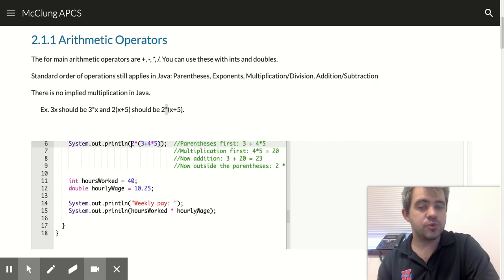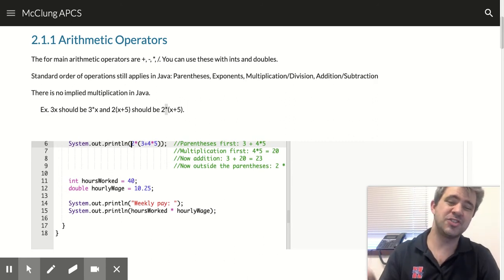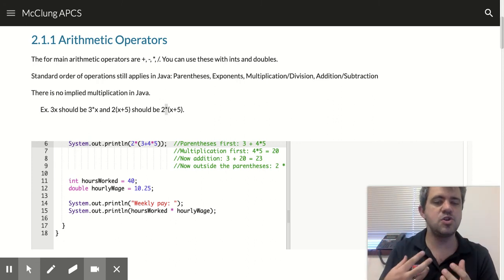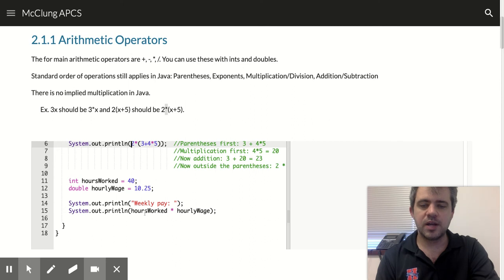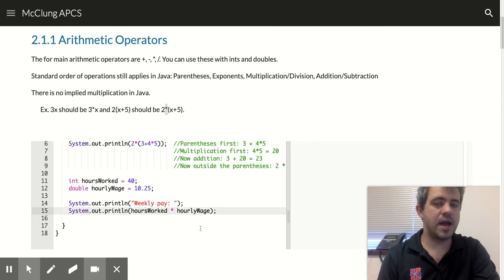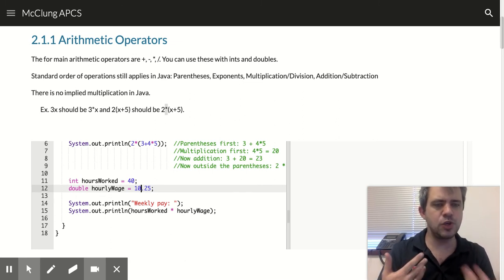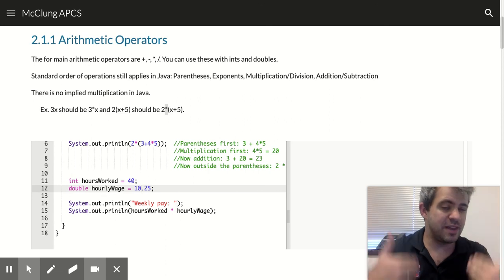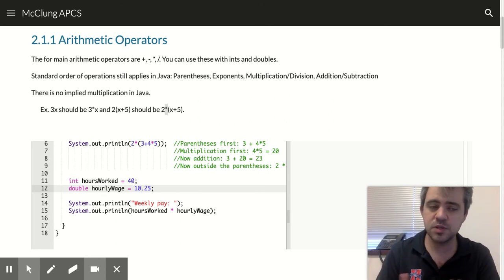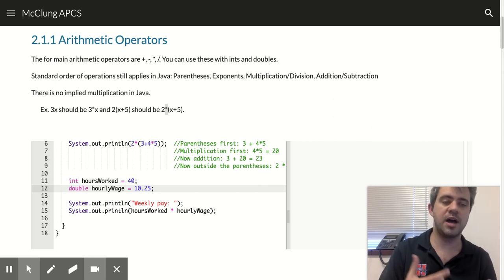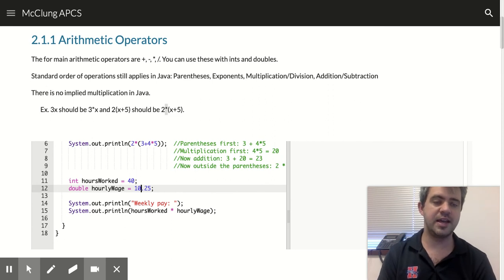Now, you can also do operations on variables that store ints and doubles, because it's just a placeholder until you have that value. So when I do hours worked times hourly wage, it's going to do 40 times 10.25. And that's going to be useful, especially if we're using user input to change those values. So you can do those operations on the numbers themselves, or also variables that are storing ints and doubles.